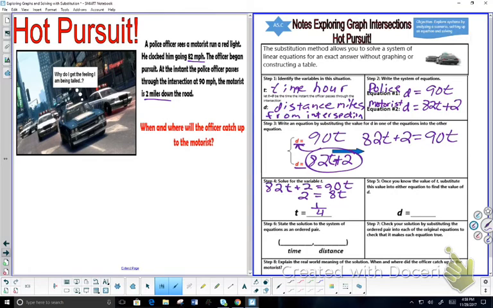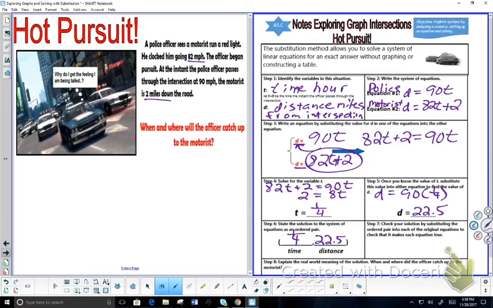Now that I have my t value, remember, we still have to plug it back in so we can find out how far they traveled. I'm going to plug it into the one I think would be easier, which would be d equals 90 times 1/4. If I plug this in my calculator, I'm going to get 22.5. So 22.5 miles down the road. Our ordered pair would be 1/4 and 22.5.